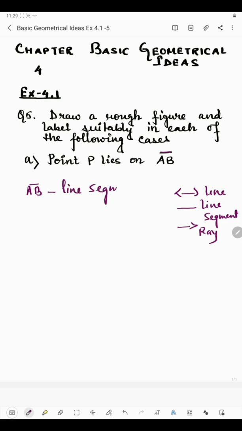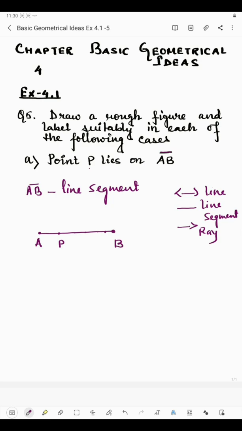So what we have to do? We will have to draw the line segment AB. Suppose this is a line segment in which, suppose this is the starting point A and this is the finishing point B. So AB is a line segment. Now it is said that point P lies on AB. That means point P is anywhere on AB. It can be here also, here also, here also, here also. It can be anywhere on this line segment AB. So this was part A.